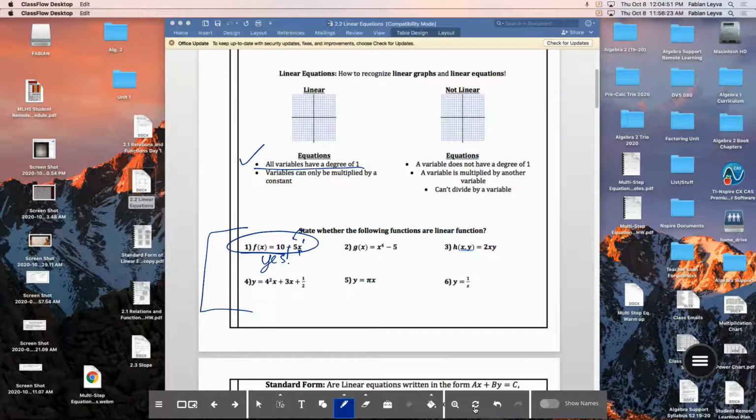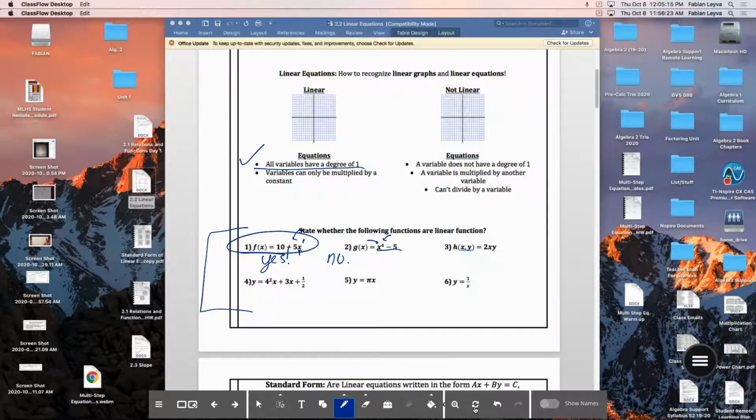All right, so let's look at number 2. g of x is equal to x squared minus 4. I am asking you if this equation is a linear function. So let's go through our rules. Do all variables have a degree of 1? I'm looking at this variable here, and I notice it has a degree of 2. That automatically tells me that no, this is not a linear function. If you were to put that in your graphing calculator, you will not get a straight line.